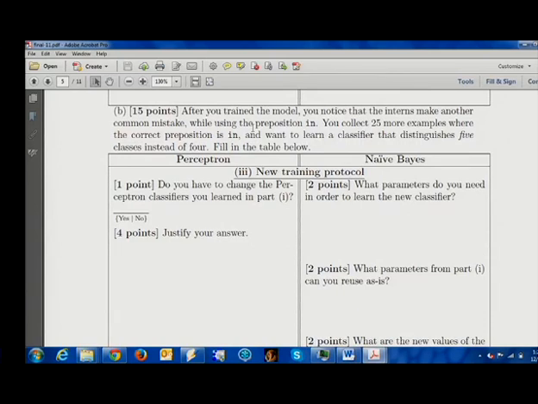Okay, so do you have to change the perceptron classifier you learned in part 1? Yes. Otherwise, it wouldn't be interesting, because the classifier that you learned before will never predict in. You have to do something. Okay, so now I want to know, in the case of naive Bayes, what do I need to do now? What parameters do you need in order to learn the new classifier?